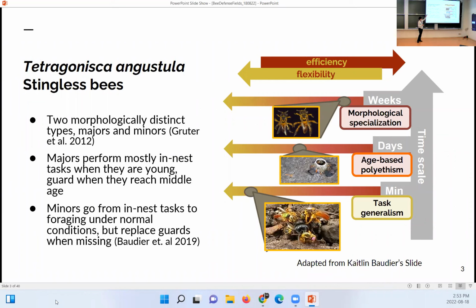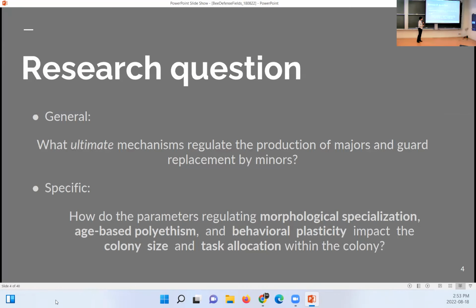So we have 3 different mechanisms at 3 different timescales and in the span of flexibility versus efficiency. So what biologists ask in general is what ultimate mechanisms regulate these 2 things that they do so well, which is specialization, the production of majors, and replacement, which is the most flexible response. And ultimate in this case means not the proximate mechanism, which is just like you feed some larvae some more, and that's how you get your majors.